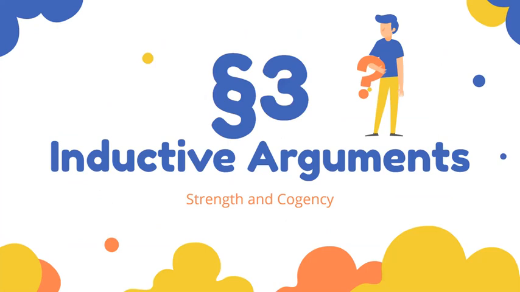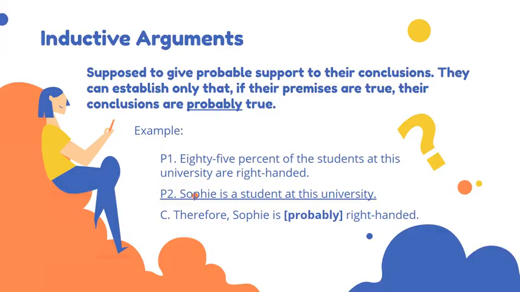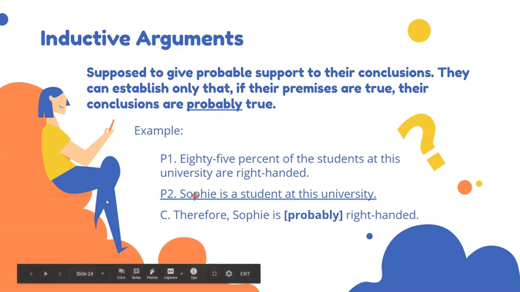So inductive arguments, we won't spend a lot of time on, but we just want to separate the language of deductive arguments from inductive arguments. So inductive arguments are the more common arguments that we use on a daily basis. These are the arguments that give probable, or at least intend to give probable support to their conclusions. They can establish only that if their premises are true, their conclusions are probably true. So here's a good example. Premise 1, 85% of the students at this university are right-handed. Sophie is a student at this university. Therefore, Sophie is probably right-handed.